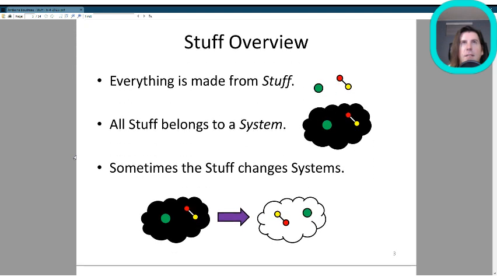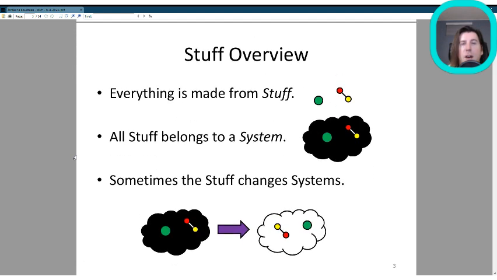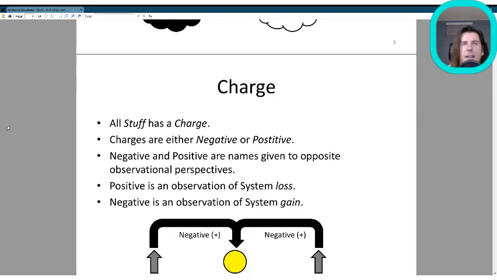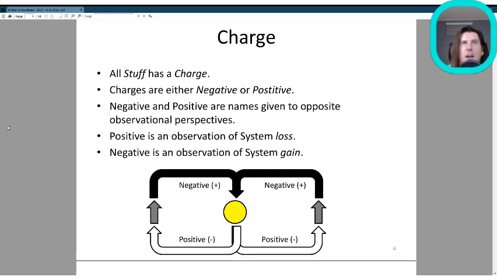So basically, stuff overview. Everything is made from stuff. All stuff belongs to a system, and sometimes the stuff changes systems. Charge. All stuff has a charge. Charges are either negative or positive.